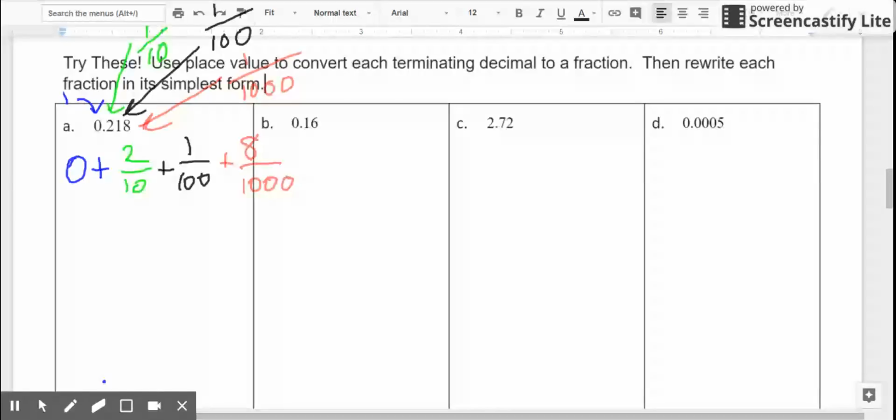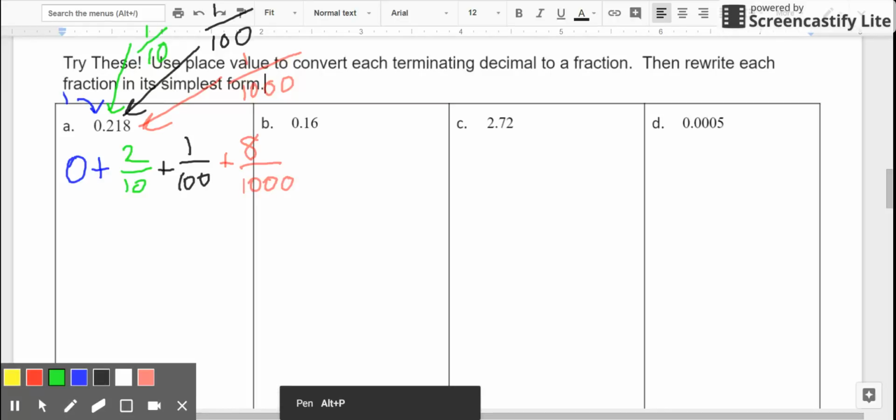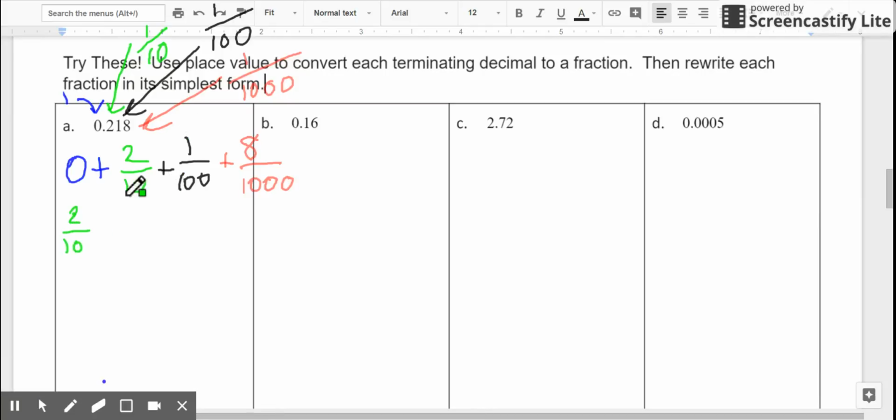All right. So what I'm doing here when I'm simplifying is I want to add these fractions. And in order to add the fractions, I need a common denominator. I'm going to ignore my 0 for now because I'm adding 0. That's the additive identity. It's not going to change the value of any of my numbers. So let's just start with 2/10. I need a common denominator with 10, 100, and 1,000. So the number that they all go into is 1,000. That's the smallest one that they go into.